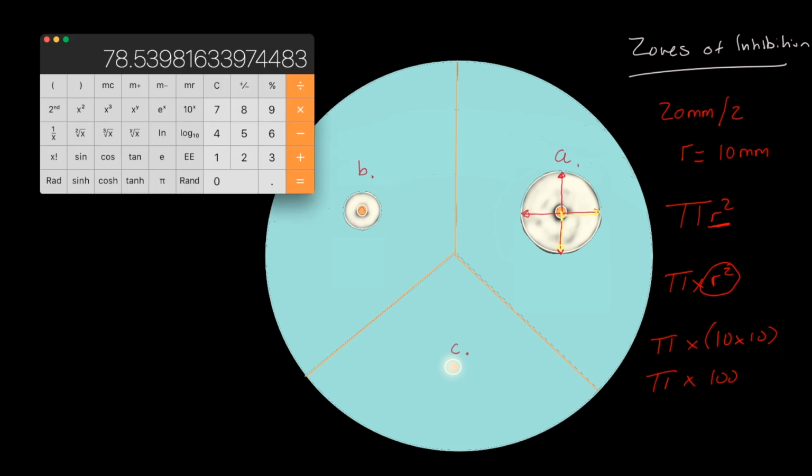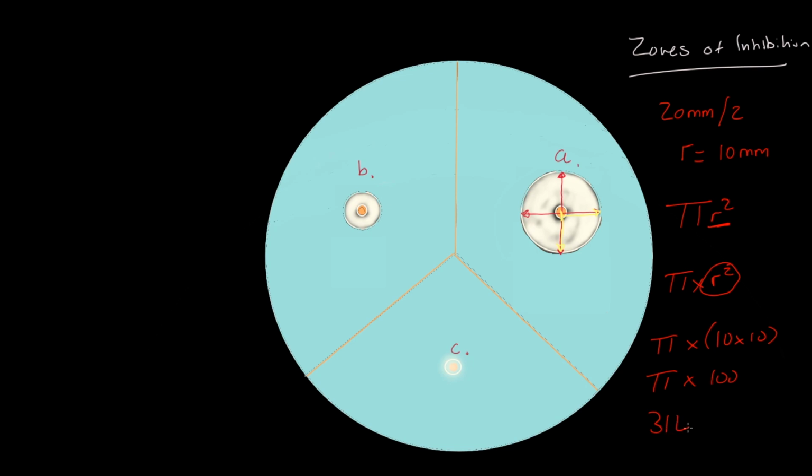Let's actually do that on the calculator. Let's get rid of this. I was doing a little practice earlier. So we have pi multiplied by 100 equals, and we'll round this to 314.2. Then we have to think about our units. We are measuring in millimeters squared. We're measuring millimeters and it's an area, so it has to be squared. So this zone of inhibition here is 314.2 millimeters squared.